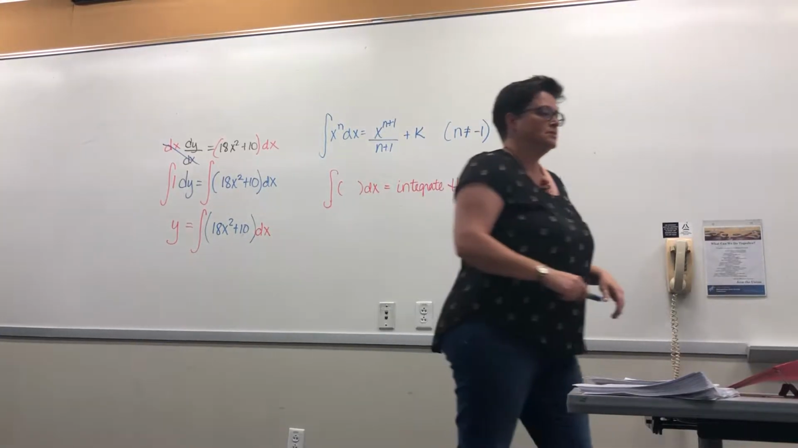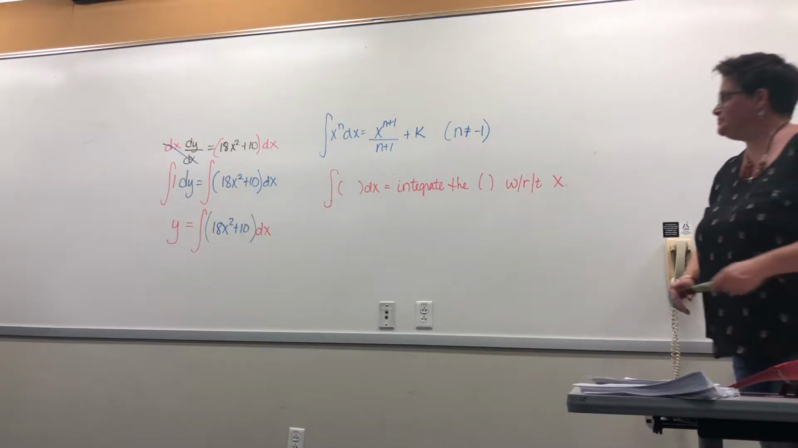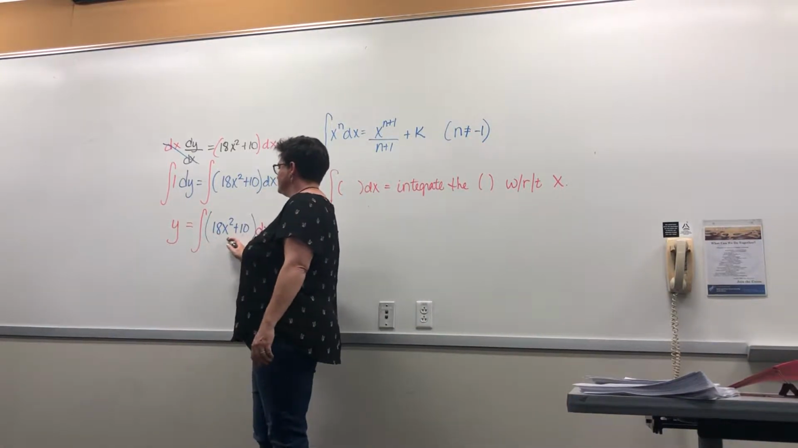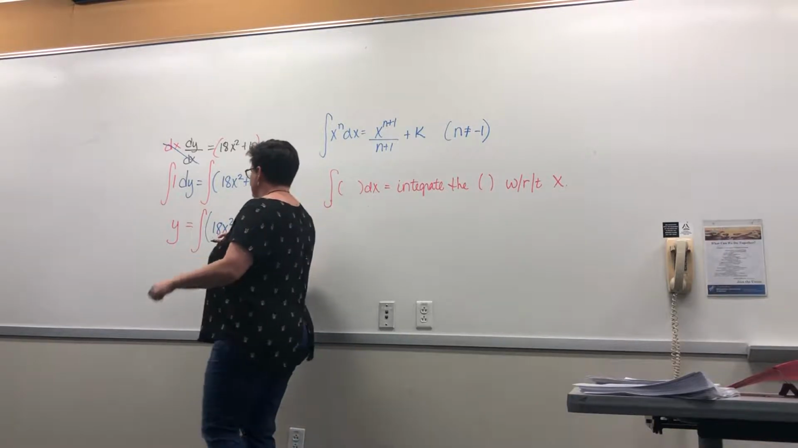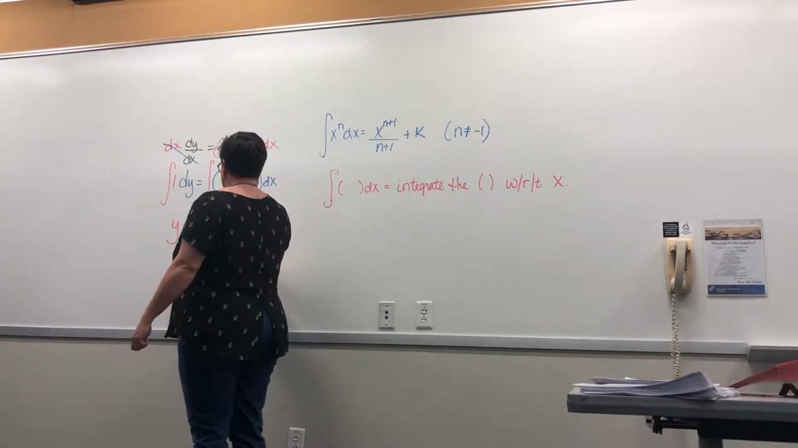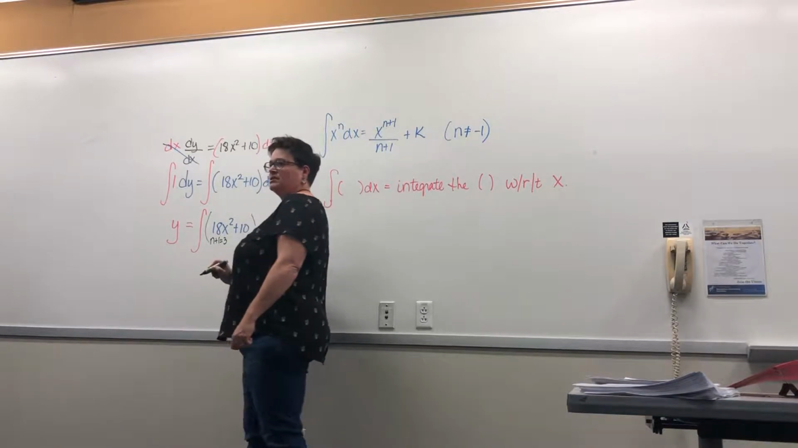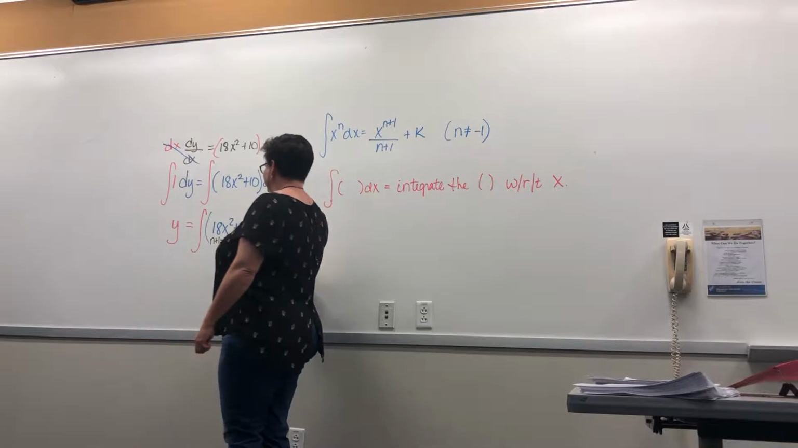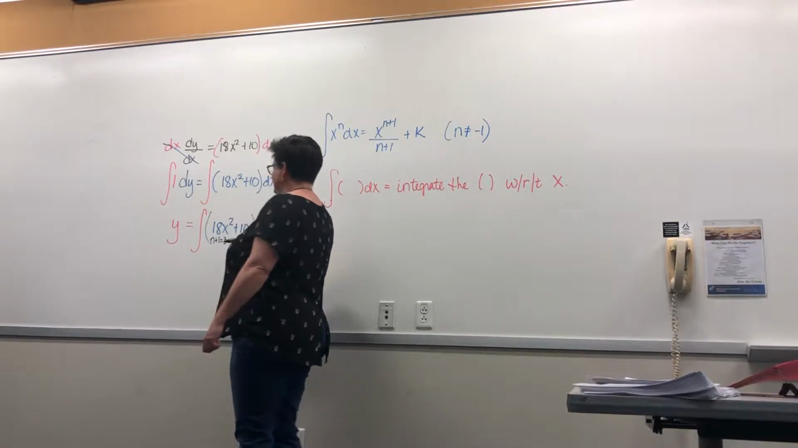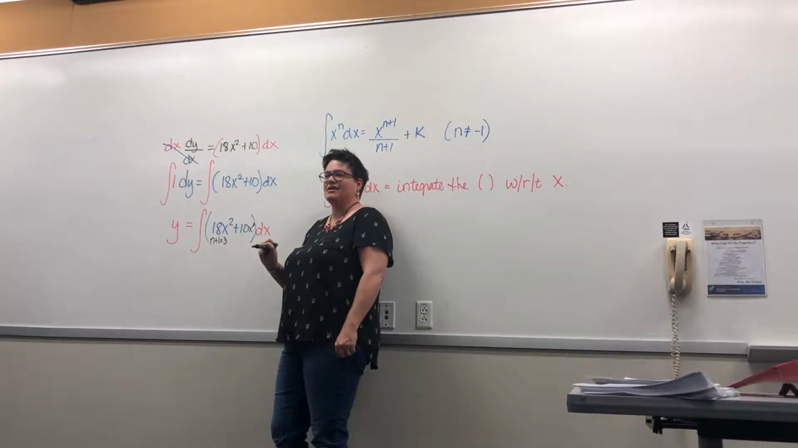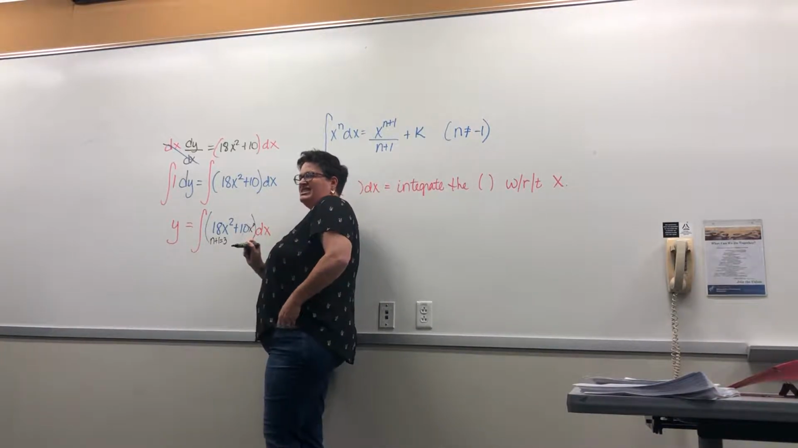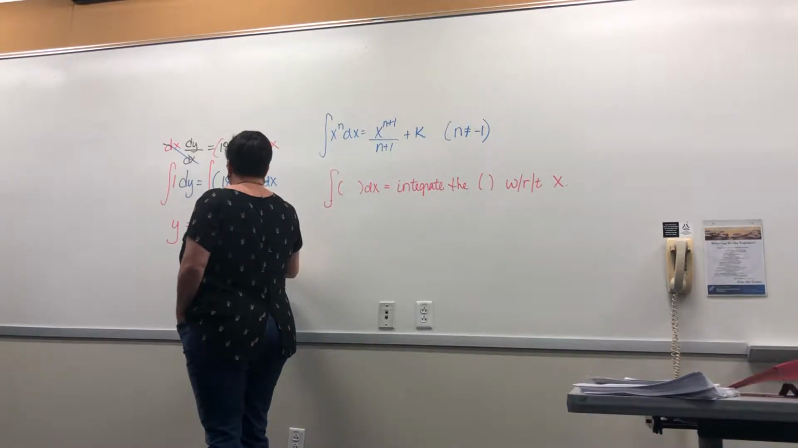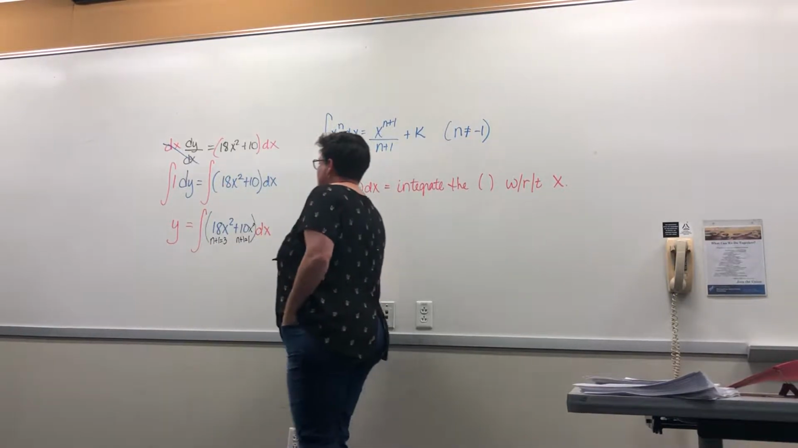So let's look at this first term. What's my n on this term? It's 2. So what's n plus 1 going to be? Yeah. What's my n over here? You guys remember that? There's actually an x to the 0 there. So what's my n? 0. So what's n plus 1? Yeah. So my n plus 1 is going to be 1.